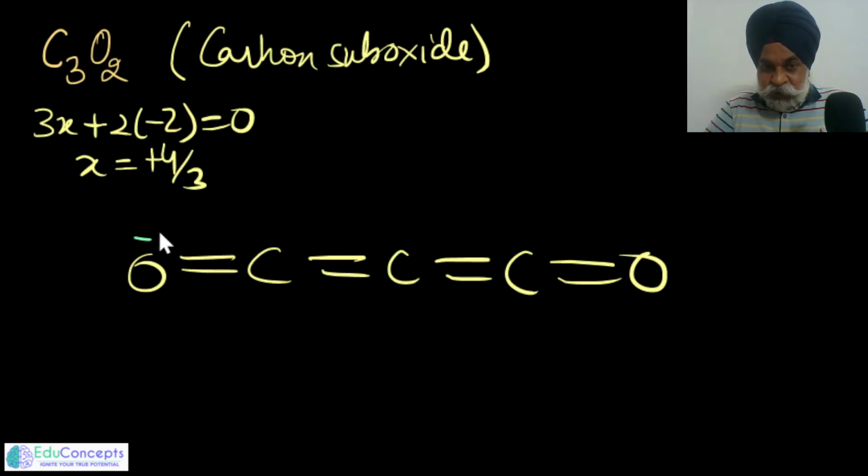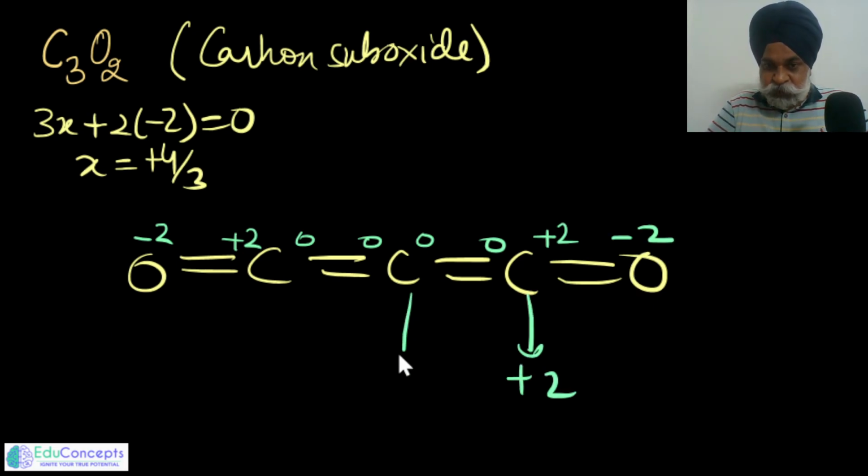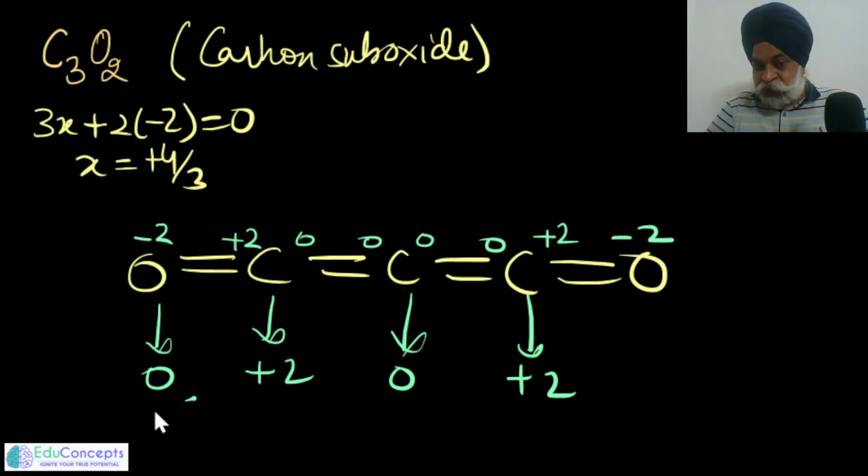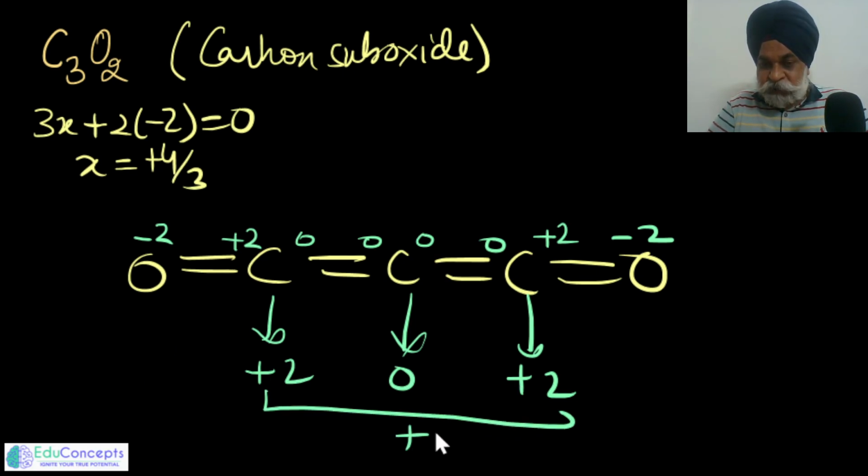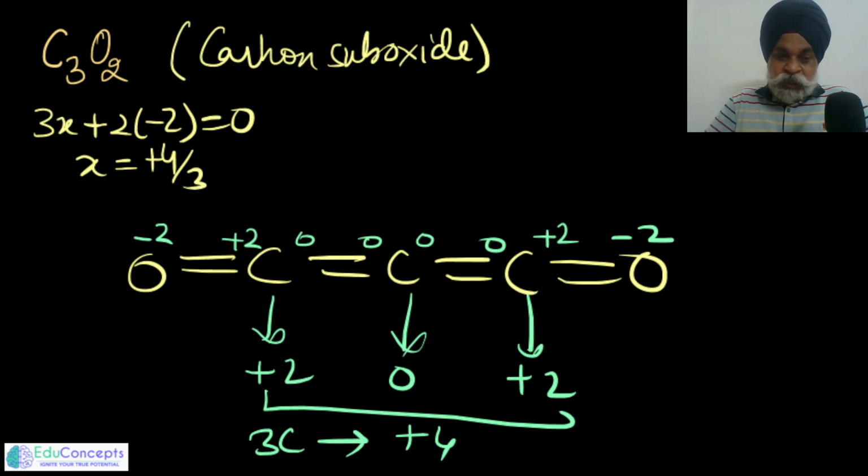So from here it is -2, this is +2. From this side it is 0, 0 because it is attached to the carbon only. Here it is +2, -2. So this carbon is having +2, this is having 0, this is having +2, this is having 0. And if I mark the oxidation state of carbon, in totality it is +4 for 3 carbon atoms, so the average oxidation state would be +4 by 3. So this way you need to identify all these.